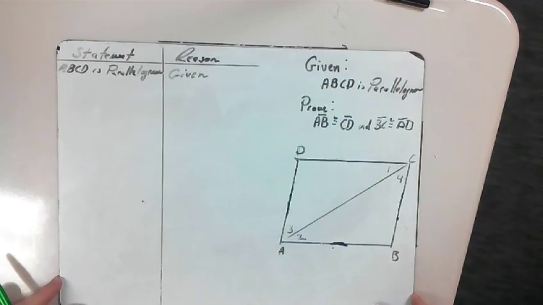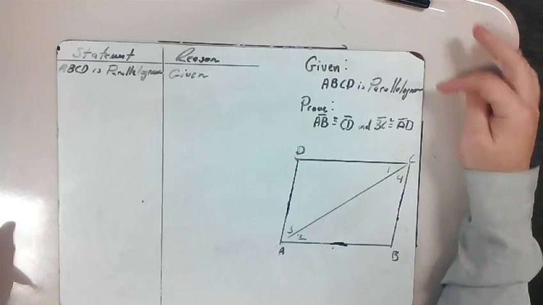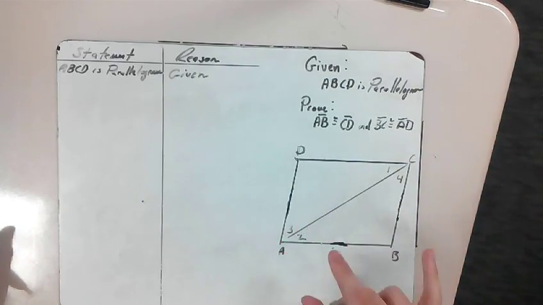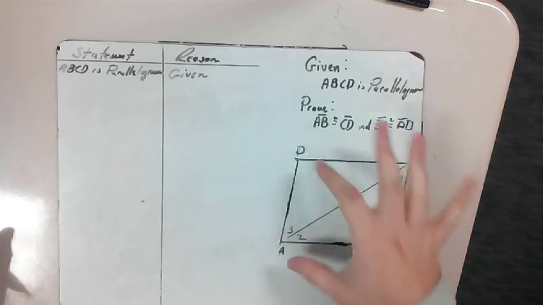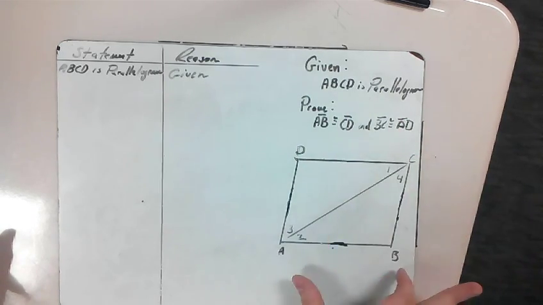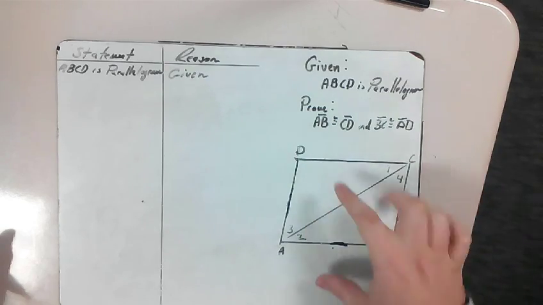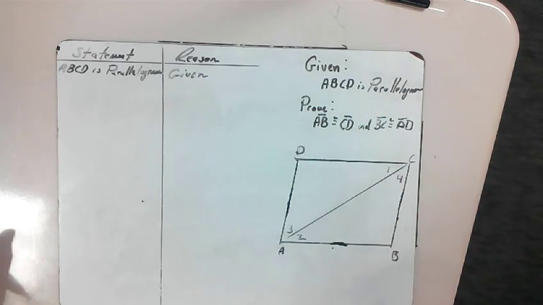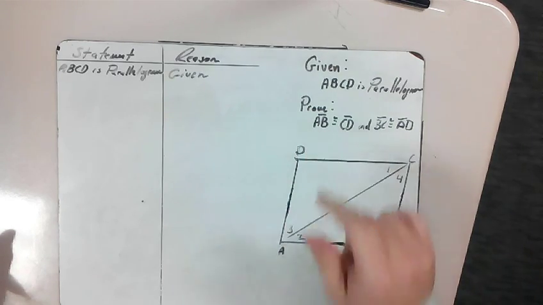The first example says that we're given a parallelogram, and we want to prove that the opposite sides, AB is congruent to CD and BC is congruent to AD. We want to prove that they're congruent. So we're going to prove that opposite sides are congruent.